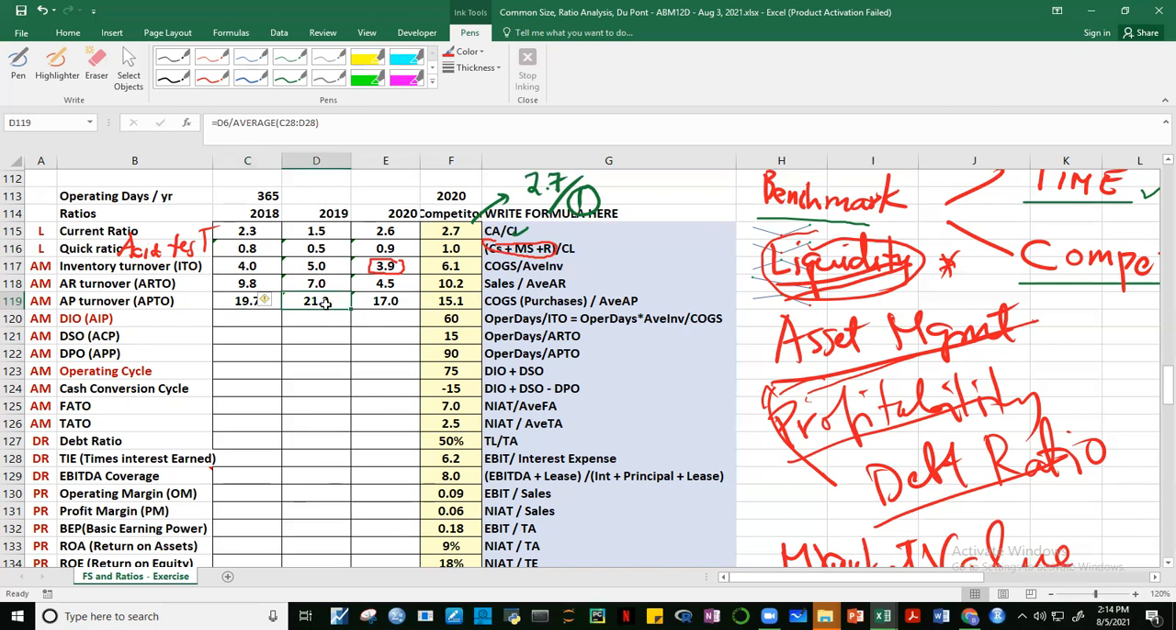Nag-deteriorate ng 2019, 21 times. Ibig sabihin nito guys, ang konti lang ng terms natin, no? Ilang days lang bayad kaagad tayo. Talo tayo ni competitor natin, 15 times siya. Ibig sabihin, mas longer yung period niya.